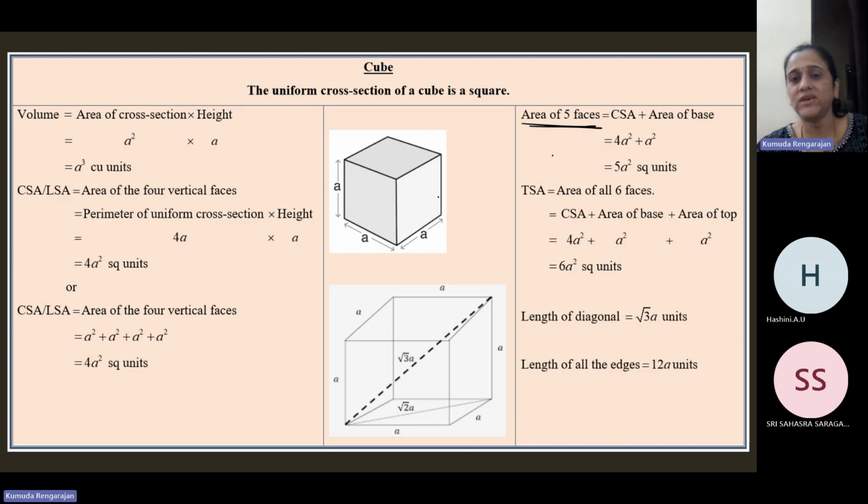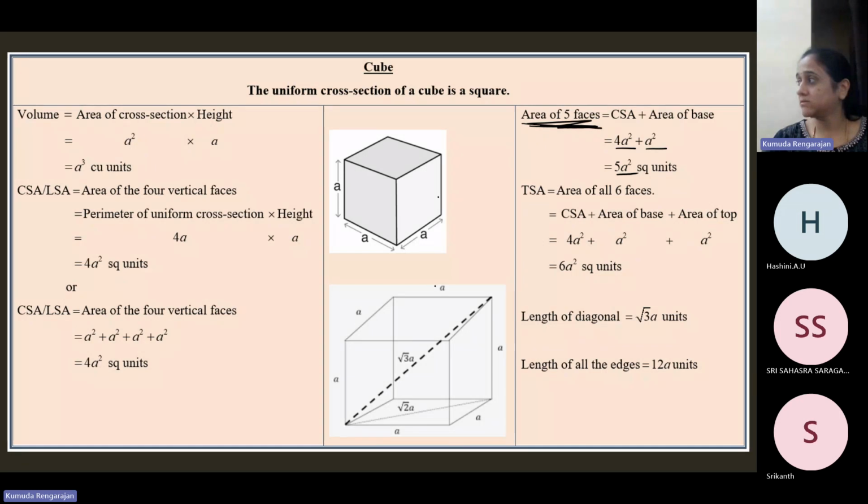So that's when we have to find the area of five faces, because four walls and the ceiling make five faces. So it's 4a square plus a square, 5a square, where one side is a. The total surface area is the area of all the six faces, which is the curved surface area plus the area of the base plus the area of the top, which is 6a square.